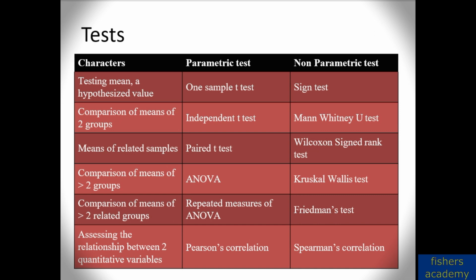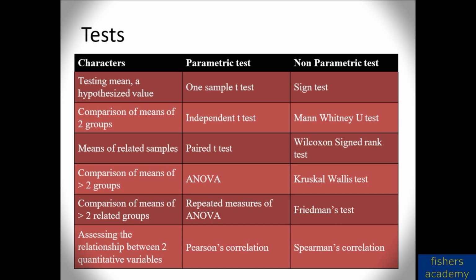Then means of related samples. As I told you, pre and post: the same patients are taken, one lab measure is taken, and then after the intervention the same patients' hemoglobin level is measured. That is called means of related samples. The samples are related, so not independent, so we go for the paired test. If those paired values are not normal, then we go for a non-parametric test, which we call the Wilcoxon signed rank test.